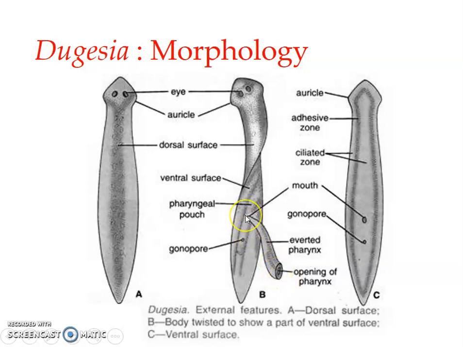And the anal opening is absent. The gonopore is present only in sexually mature individuals, and it lies a little behind the mouth opening, also on the ventral surface. Okay, so this is the ventral surface. You can see the mouth and the gonopore. Okay, and through the mouth, the pharynx may remain everted, and this portion is referred to as the proboscis. Okay. So these are the various structures seen externally.